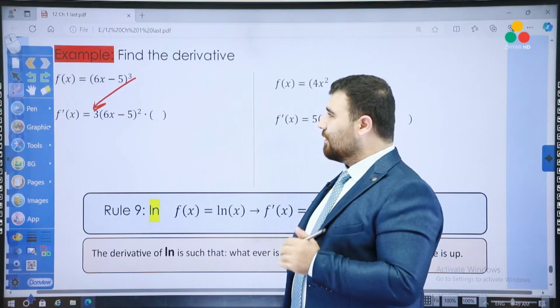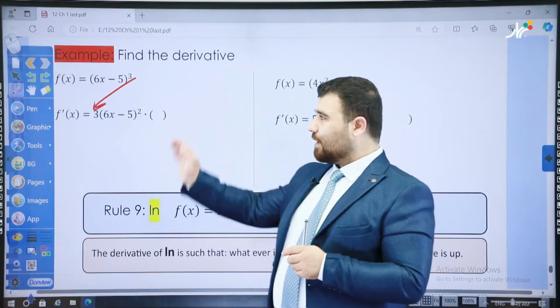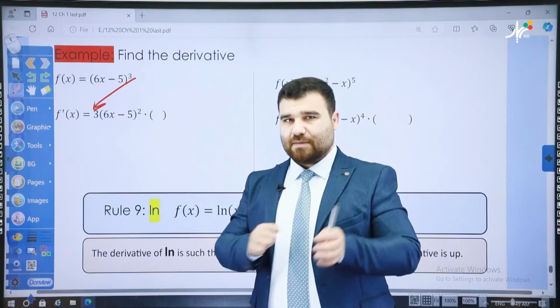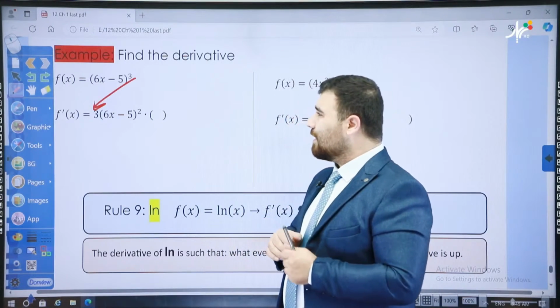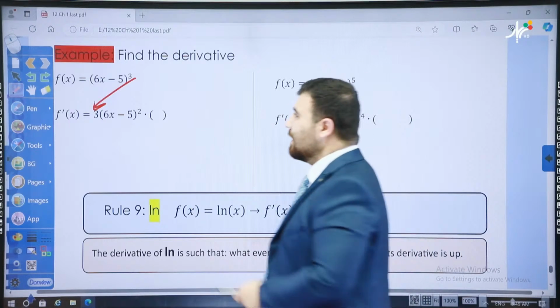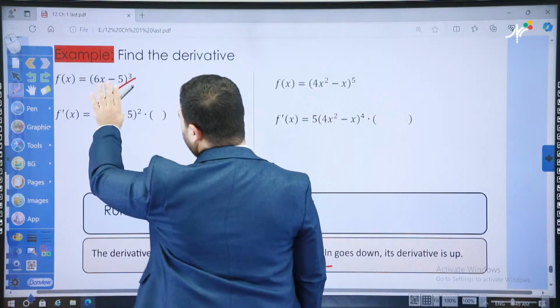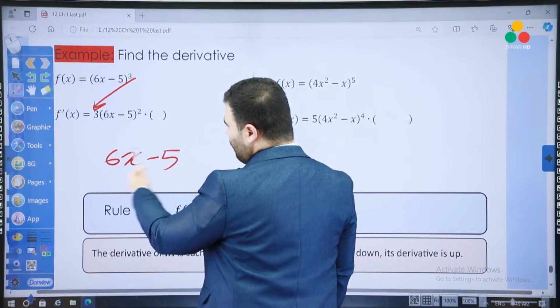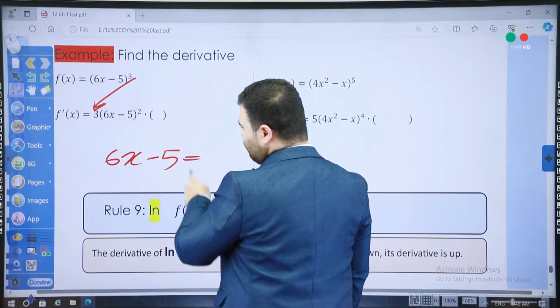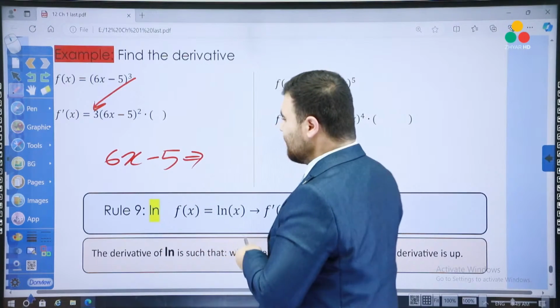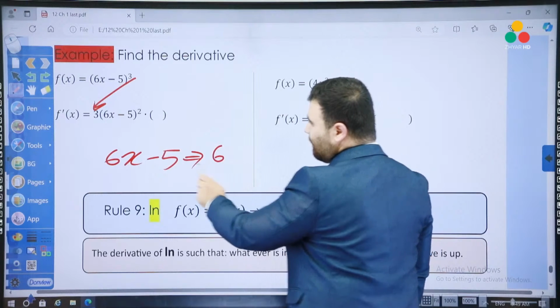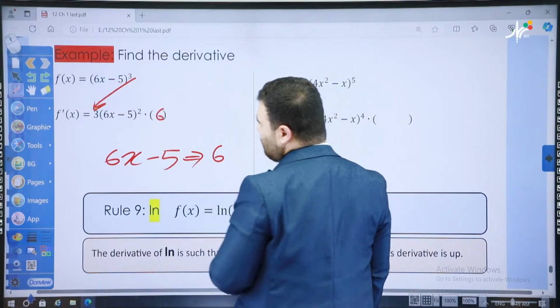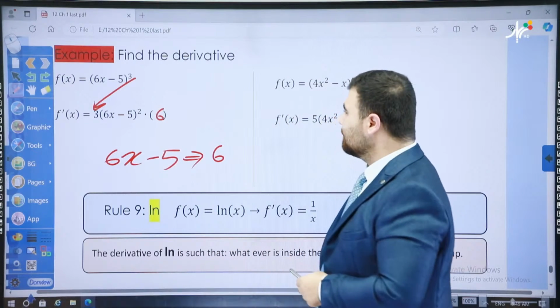Alright? Now, the step after power goes to the front, bracket as it is, power minus 1, is we multiply by the derivative of inside. Inside only. We don't care about any power. Inside the bracket is 6x minus 5. What's the derivative of this? Derivative of 6x minus 5 is just 6. So here we write 6. Then the answer is complete.